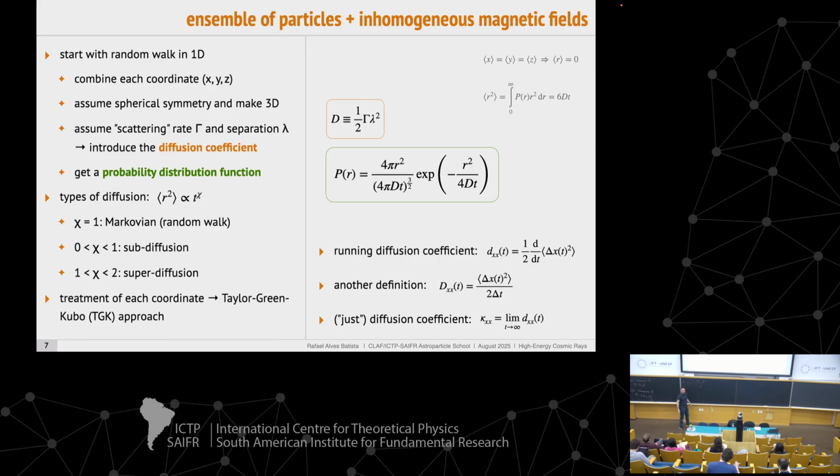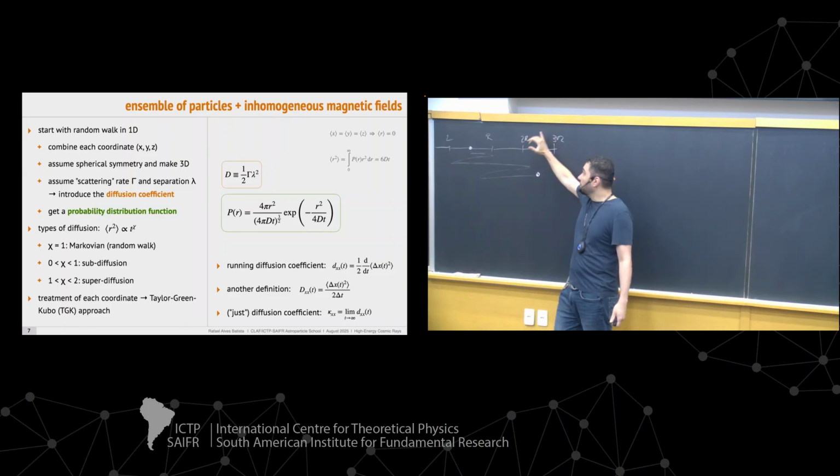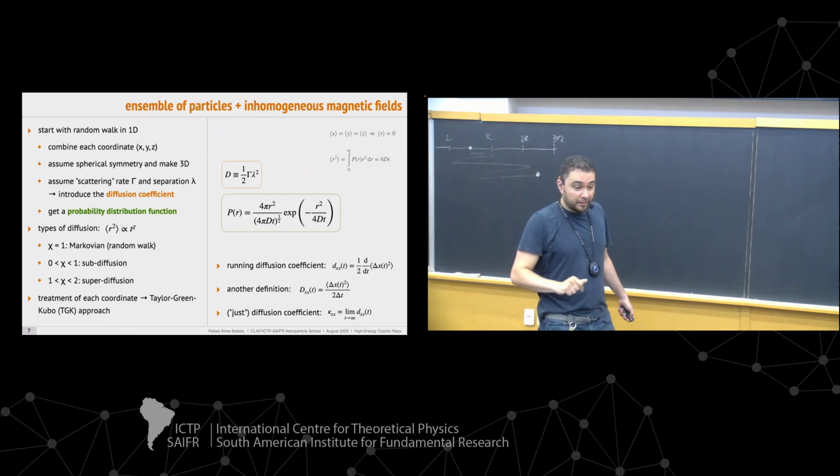So we just leave the particle moving, we wait some time, and after some time, the particle is going to be here, for example. The question that we are asking ourselves now, because we started with the single particle but now we want to connect with this ensemble of particles, is what's the probability that we will find this particle at a given distance from the starting position, from the origin. And I'm going to make the connection with magnetic fields.